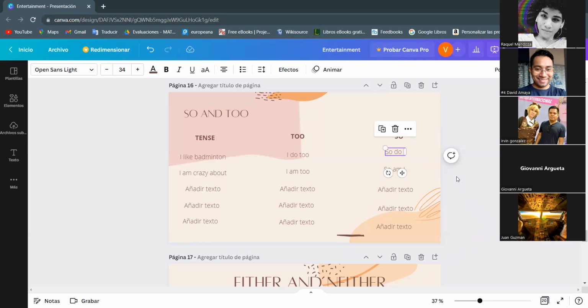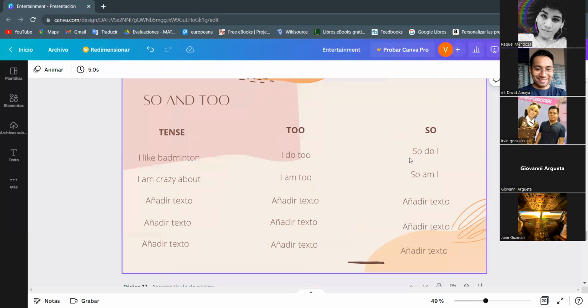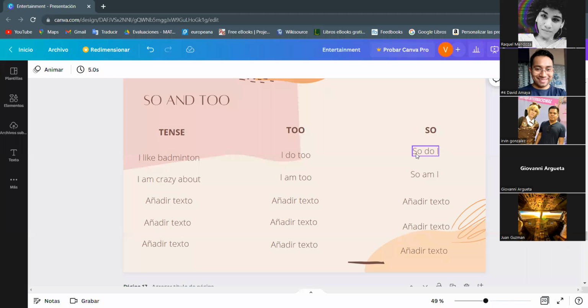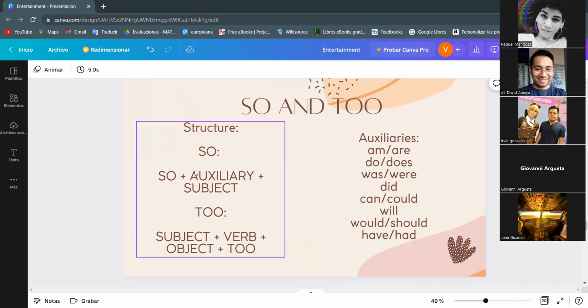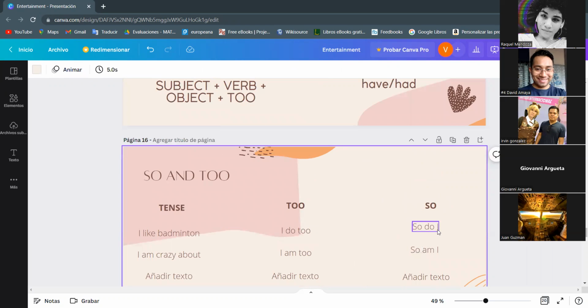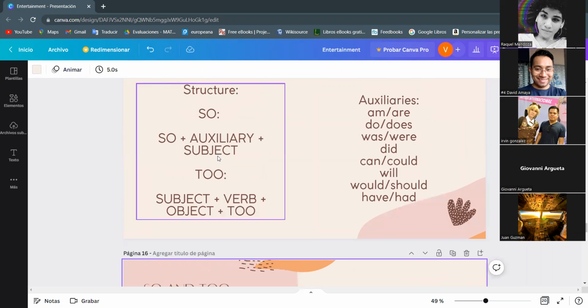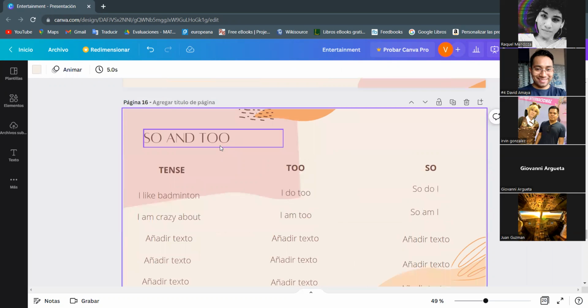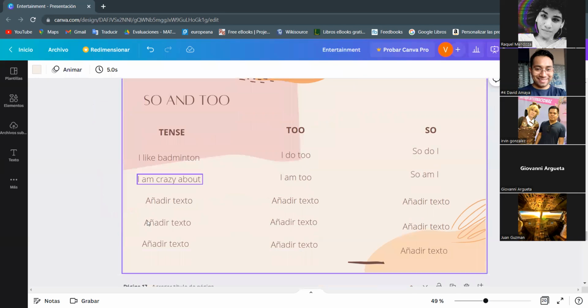What about so? Can you read that? So do I. Good. That's another way to say that you agree. As you can see, subject, auxiliary, too. For so, we have so, the auxiliary, which is do, and then I, the subject. Well, there are two options to answer that question. Correct. Two options. All right.